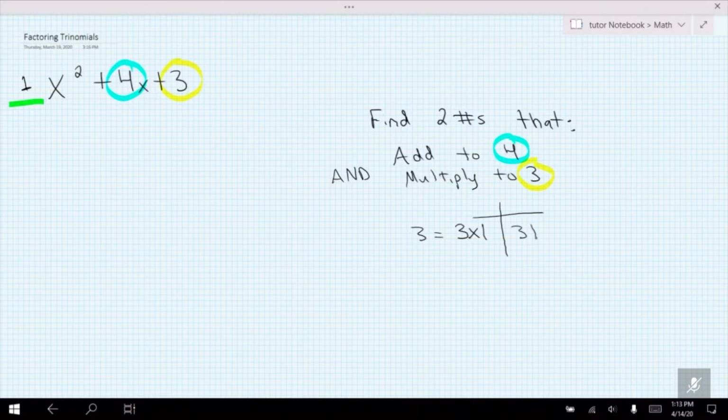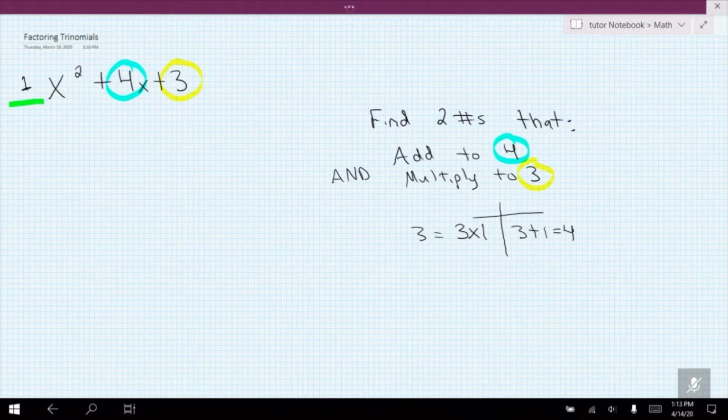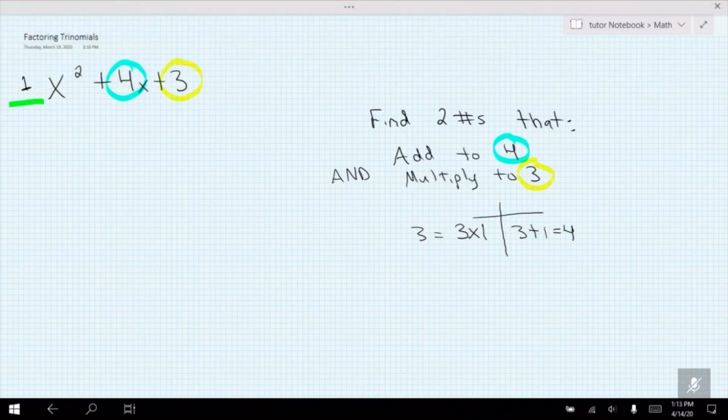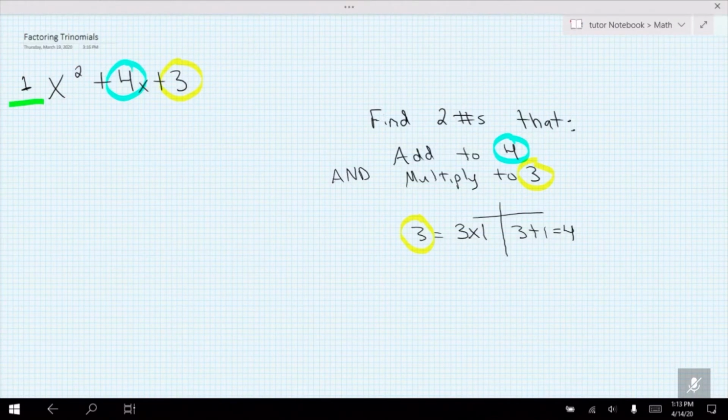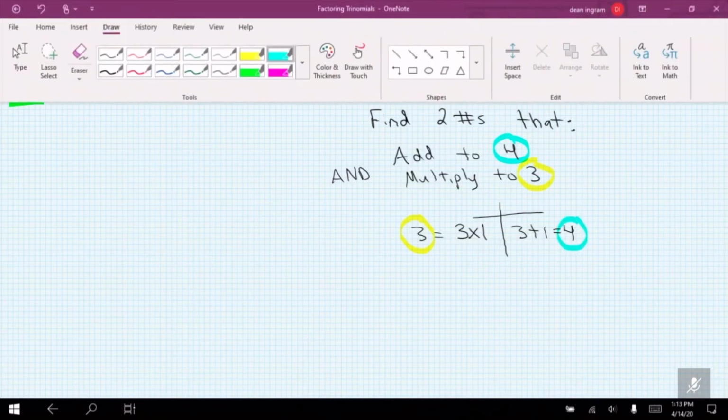And on the right side we're going to want to figure out what the sum of those factors are. And in this case, 3 times 1 is 3, and 3 plus 1 is 4. So we add to 4 and we multiply to 3. So 3 and 1 are going to be the two numbers that fit the criteria that we're looking to fit.